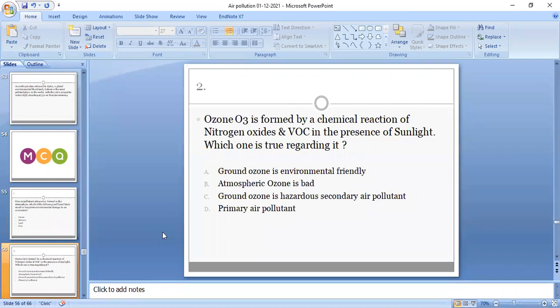Ozone is formed by the chemical reaction of nitrogen oxides and volatile organic compounds in the presence of sunlight. Which one is true regarding it? Whether ground ozone is environmentally friendly or atmospheric ozone is bad, or ground ozone is a hazardous secondary air pollutant, or it is a primary air pollutant. Which is the correct option? C. Yes, C is the correct option because ozone is a secondary air pollutant and it is at the ground level. That is the hazardous one.